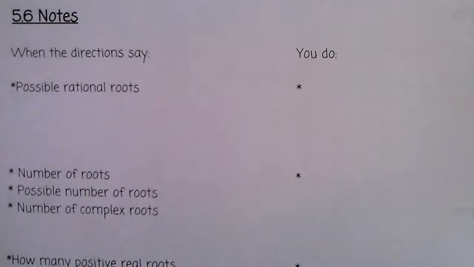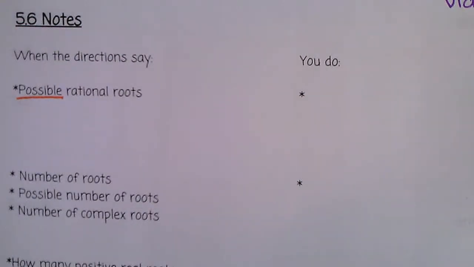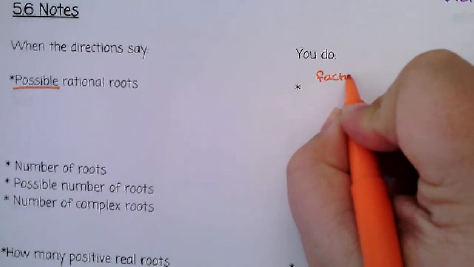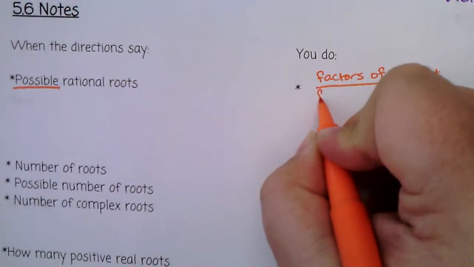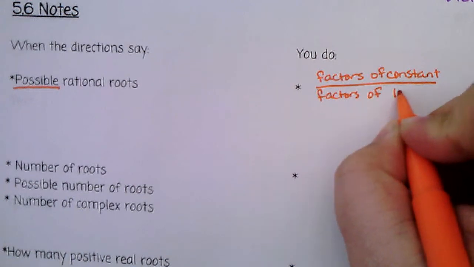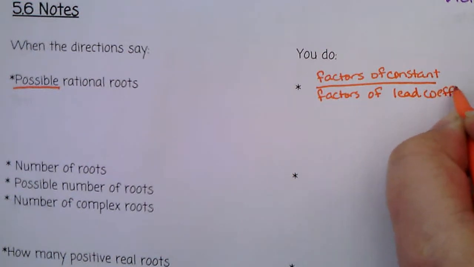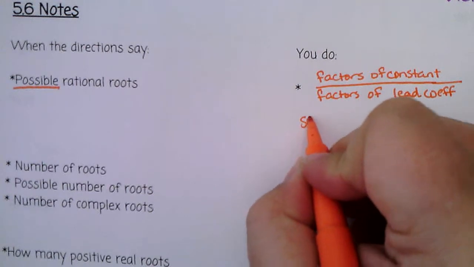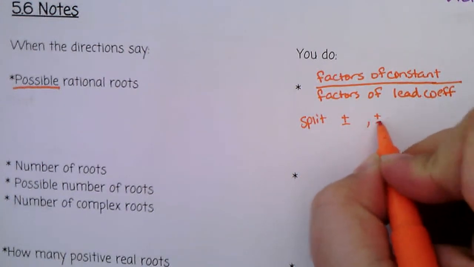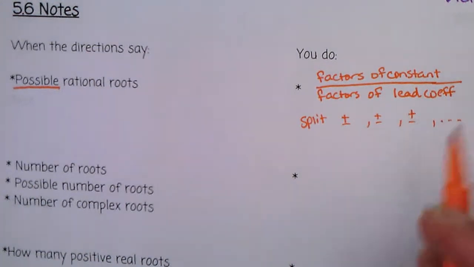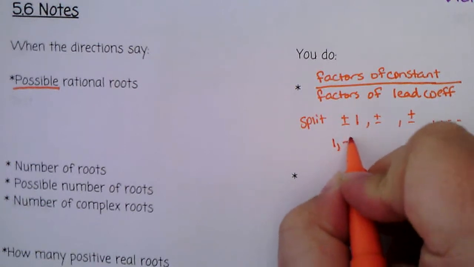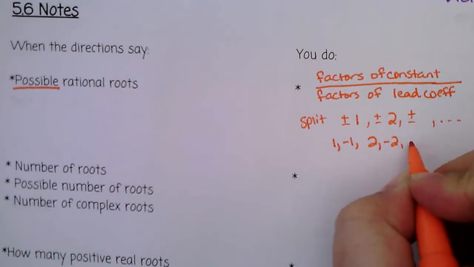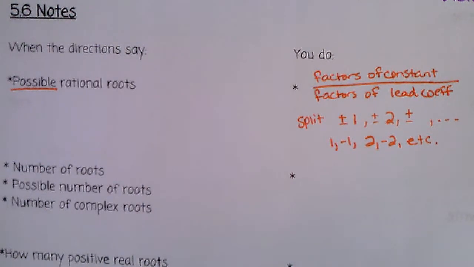One of the things that you can be asked to do is find the possible rational roots. When it says possible rational roots, you are going to find the factors of the constant, and divide that by the factors of the leading coefficient. Then you are going to take your list and split it, and make your plus minus, plus minus, plus minus, et cetera. Okay? So this list would be the possible. Remember, if this is like a one, then on Math Excel you might have to say one, negative one. And if this was like a two, you might have to say two, negative two, okay? So if it says possible, that's what you're doing.